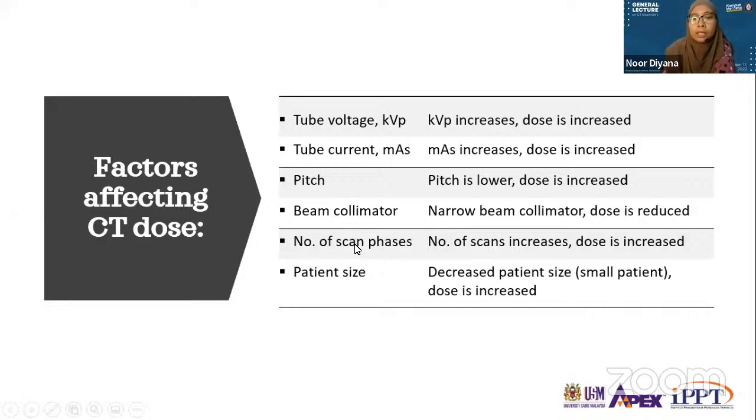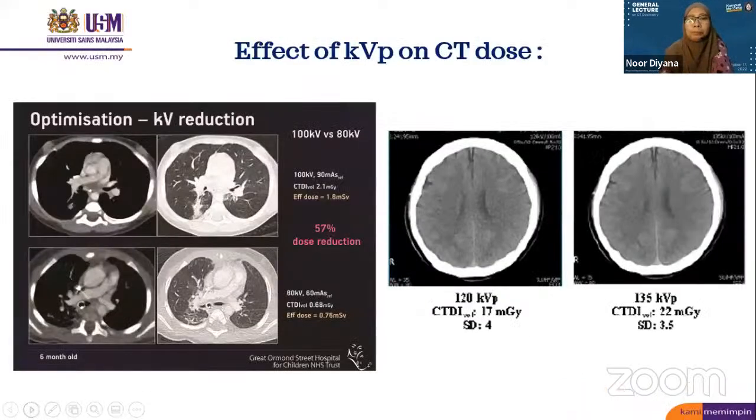And then number of scan phases, how many phases that you use. If you use many scans, the dose will increase. And then patient size. If you have a small patient and a large patient, actually for the smaller patient the dose is higher compared to the larger patient.